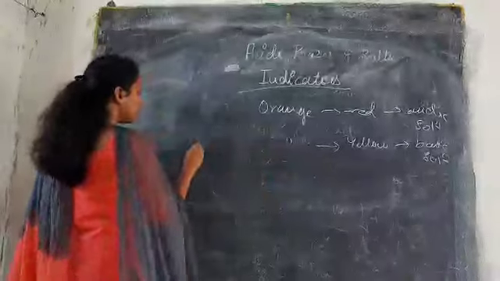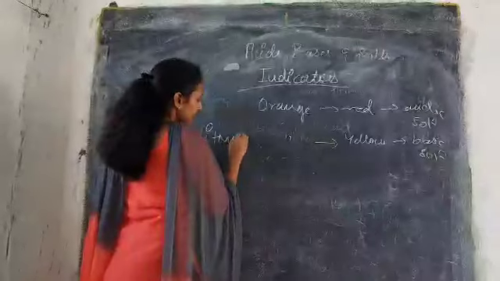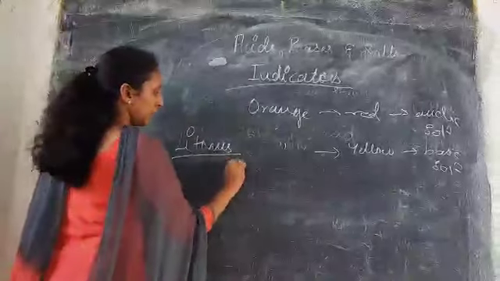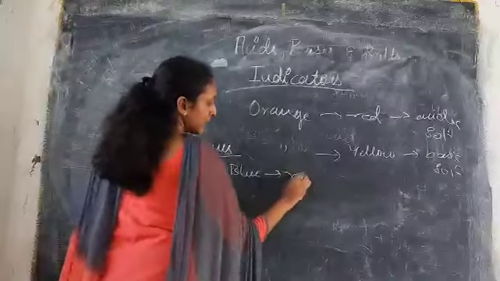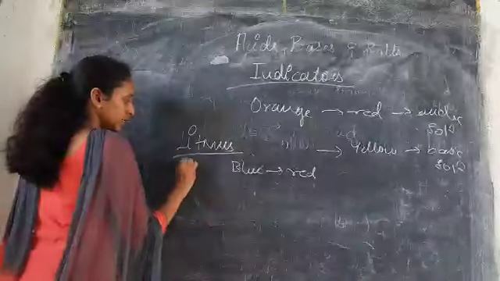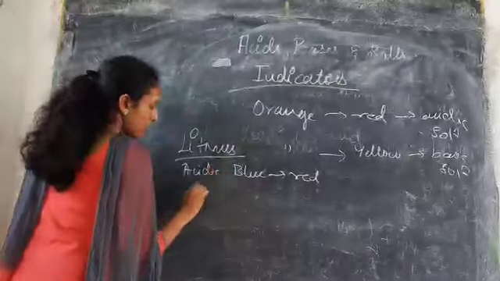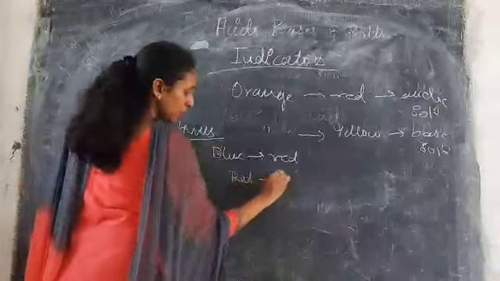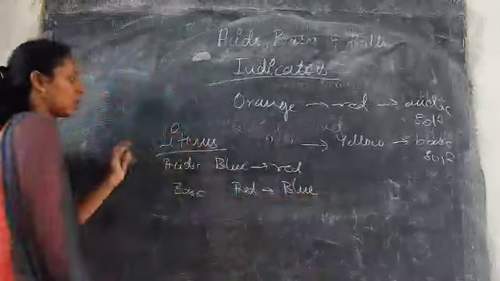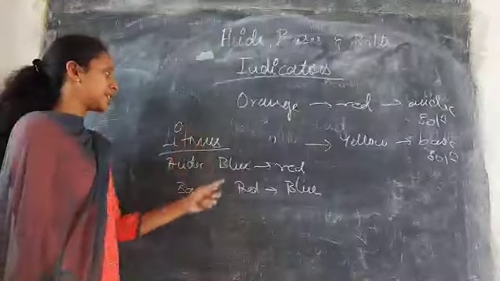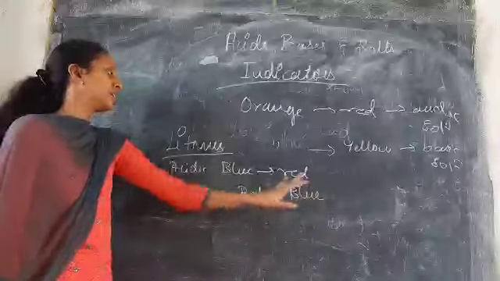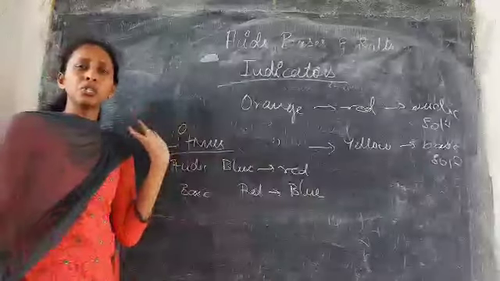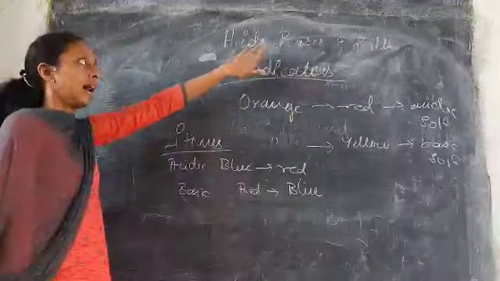So indicators can be used in the form of litmus paper. We already know litmus paper. As mentioned already, blue litmus turns red; this is for acidic solutions. For basic, the red turns to blue. So litmus paper changing from blue to red indicates an acidic solution, and red to blue indicates a basic solution. So these are some of the indicators which are used to determine the nature of acids and bases.